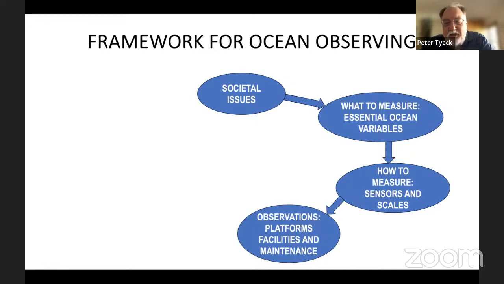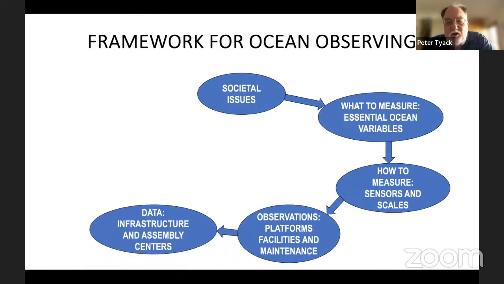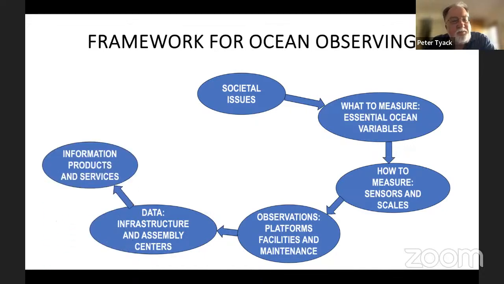Again, think about the weather system. There's an enormous infrastructure for this. This is also needed for ocean observation. And as you collect the data, you need to worry about the data infrastructure and assembly centers. A key element of the Global Ocean Observing System is that the data should be freely accessible globally to anybody in as close to real time as possible. And this is a challenging data management requirement.